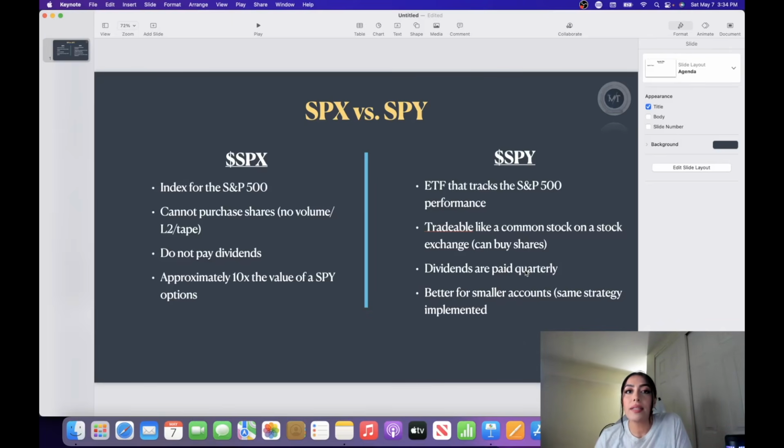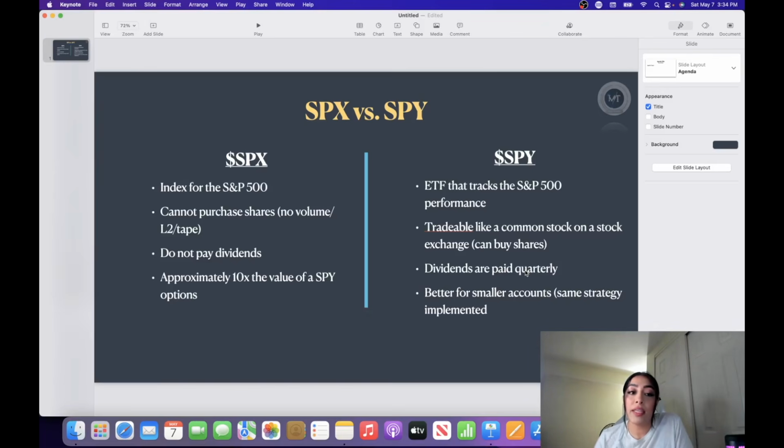With SPX, you cannot purchase shares. And I got this question a lot on my Instagram: how can you watch level 2 and time and sales on SPX? You cannot. It does not have any volume because there are no shares traded on it. You cannot see level 2 or time and sales because it requires volume. You can't see the VWAP on it, and you can't see the volume indicator on it, and any other indicator that requires volume to be implemented, you won't be able to see on SPX. You can see EMAs, moving averages, so on and so forth. You just cannot see anything that requires volume.